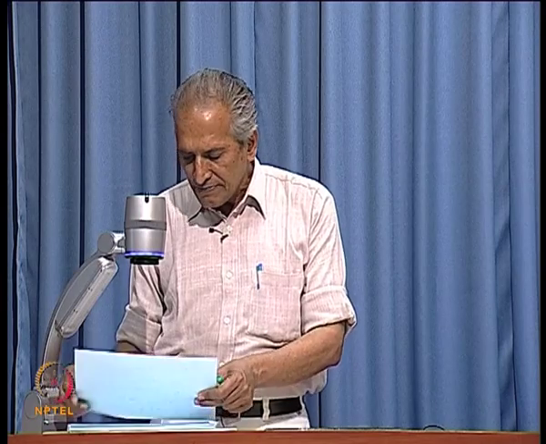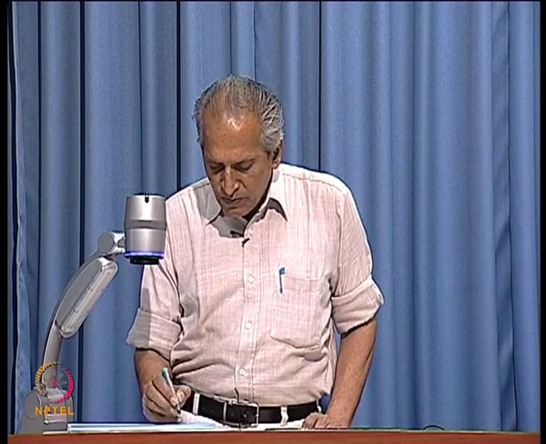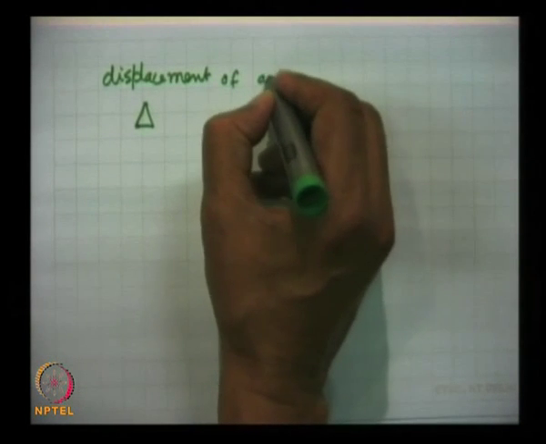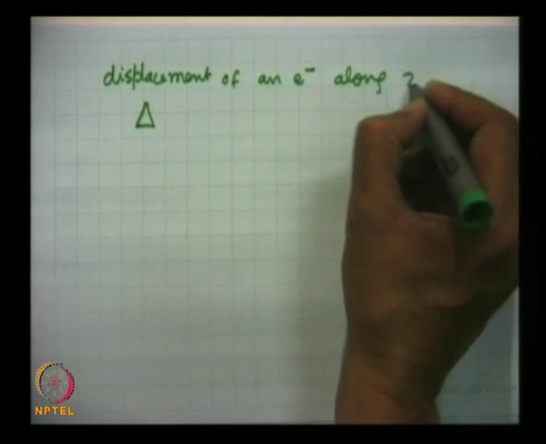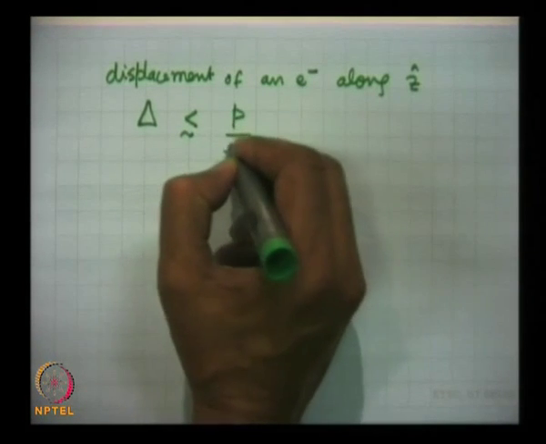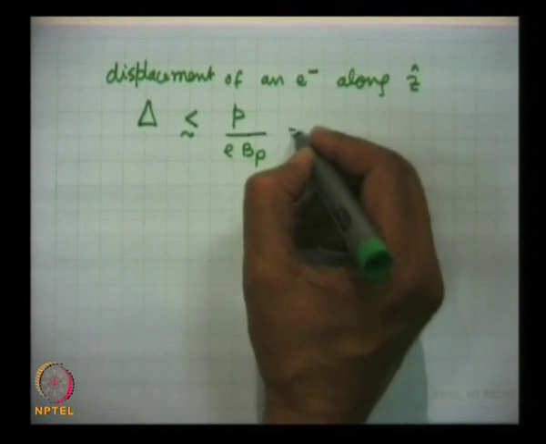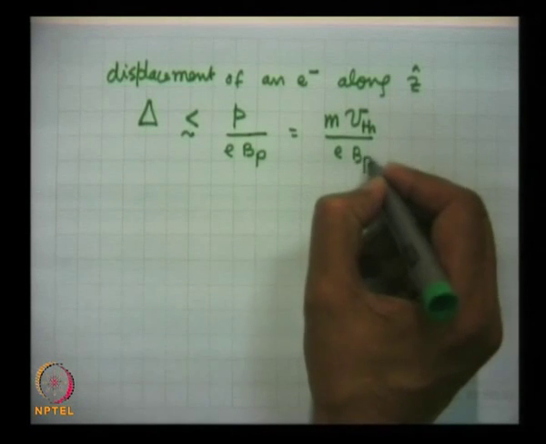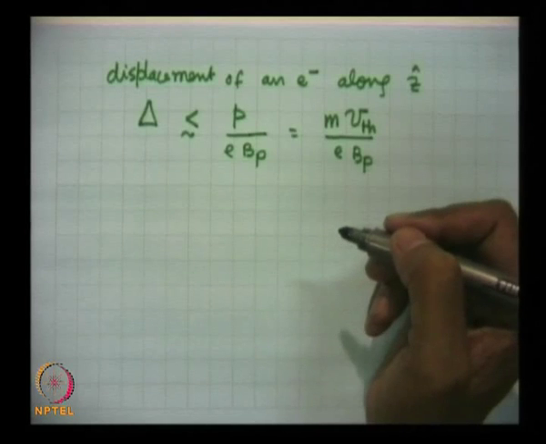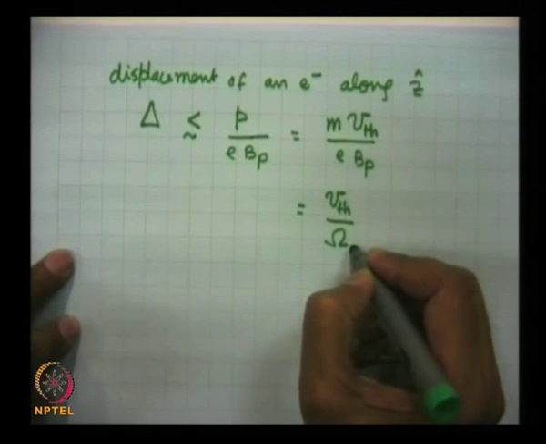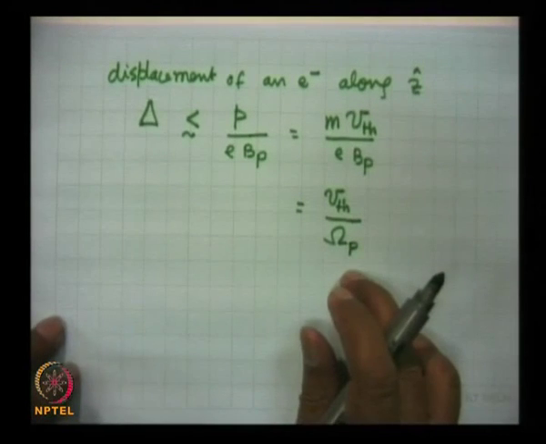Now let me calculate this quantity for an average particle moving with thermal velocity. Then what you find is that delta, the displacement of an electron along the z direction, would typically always be less than or of the order of P upon E B poloidal. If I write P as m into the thermal velocity of electrons, then this is E BP upon m, which I will call the cyclotron frequency due to the poloidal magnetic field, and I can write this as V thermal upon omega P, with omega P the cyclotron frequency due to the poloidal magnetic field.